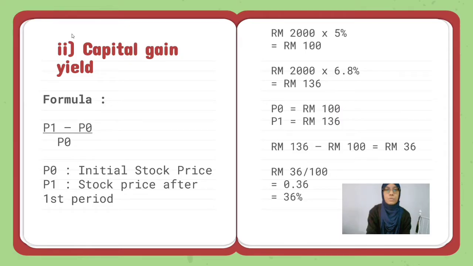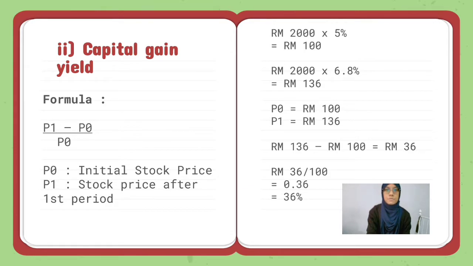The formula for capital gain yield is P1 minus P0 divided by P0. So you have to know what P0 and P1 are. P0 is the initial stock price and P1 is the stock price after the first period. As stated, 2000 times 5% equals 100, and then 2000 times 6.8% equals 136. So P0 is 100 and P1 is 136.